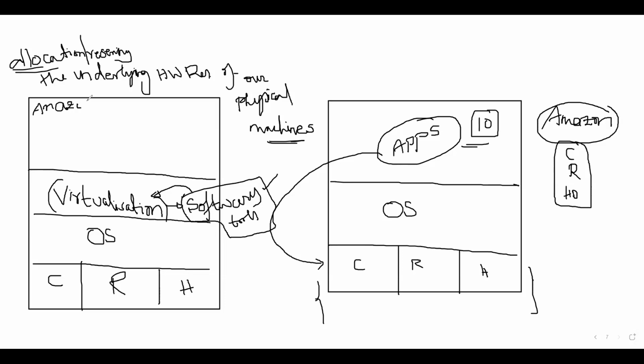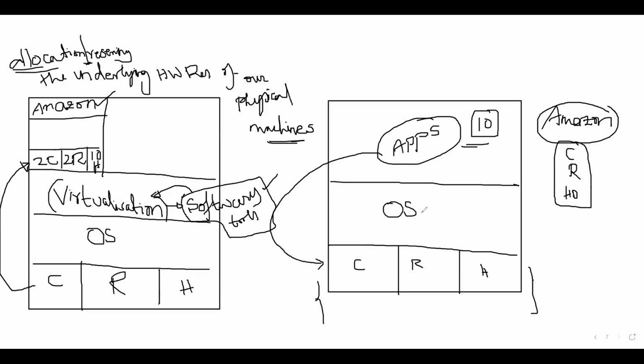To run this Amazon application more efficiently, let's say it requires 2 CPU capacity, 2 GB RAM, and 10 GB hard disk. So to run this application, I'm allocating the resources. I'm reserving the resources from my underlying hardware, and from here I'm allocating the resources to the Amazon application separately.